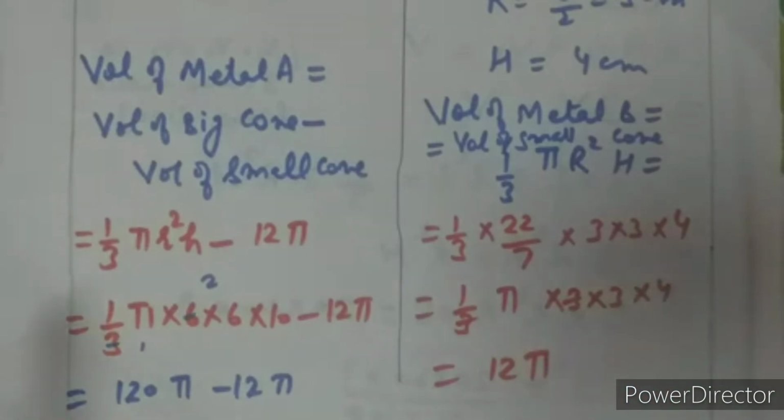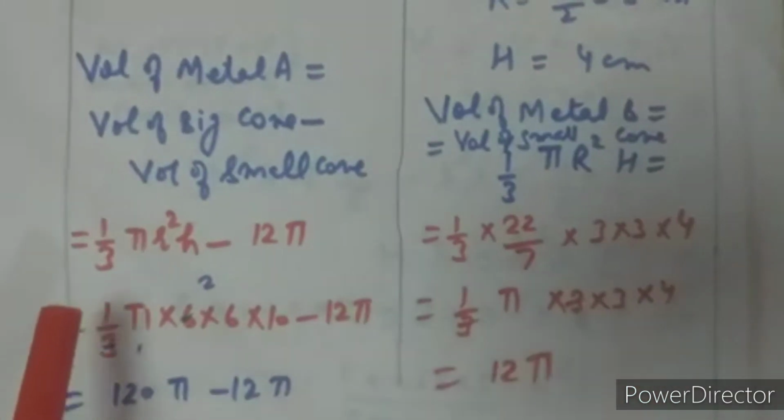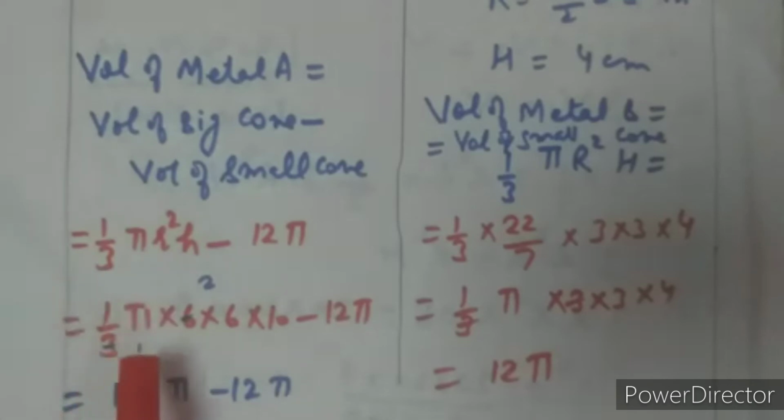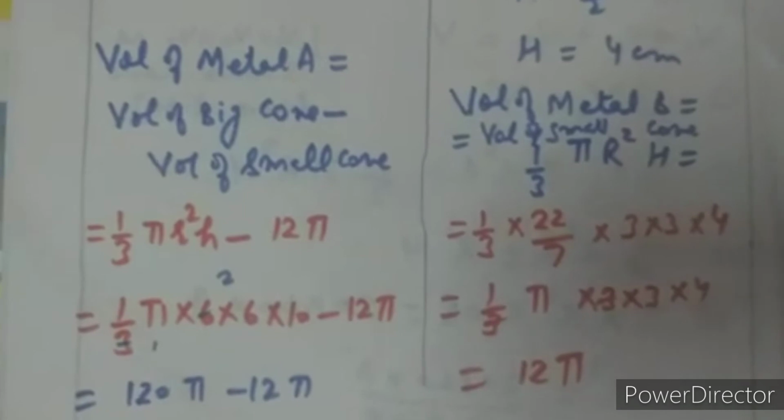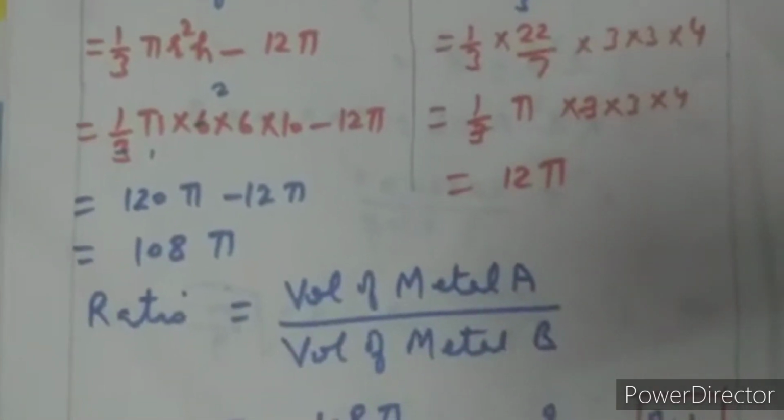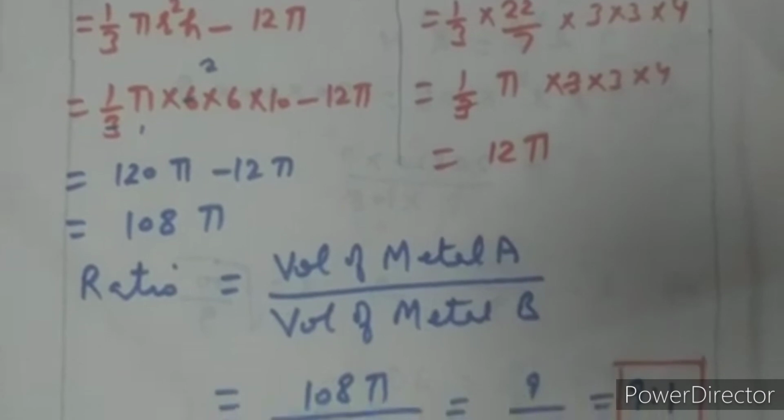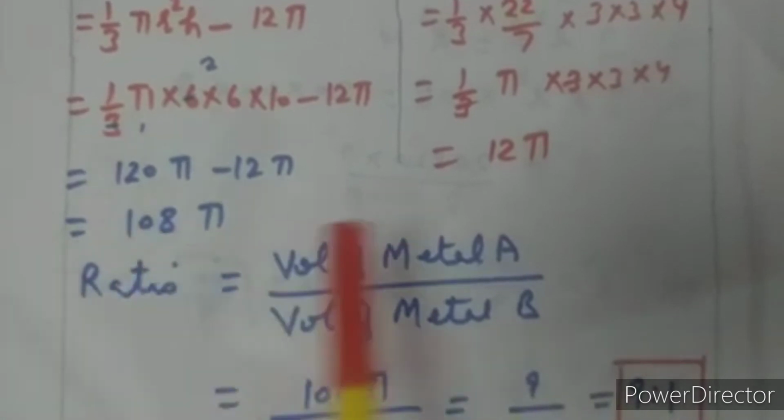Now come to the volume of metal A. This will simply be volume of a bigger cone minus volume of the smaller cone. Volume of smaller cone we have just found, that is 12 pi. That value we will put there. And volume of bigger cone will also have the same formula, 1 by 3 pi r square h. Here we are going to use the dimensions of the bigger cone, solid cone. After putting we get the value as 120 pi minus 12 pi. Now that will come out to be 108 pi. This is the volume of metal A, this is the volume of metal B.